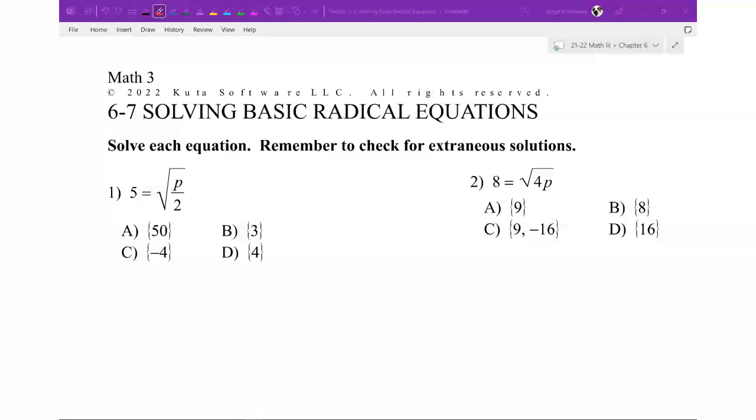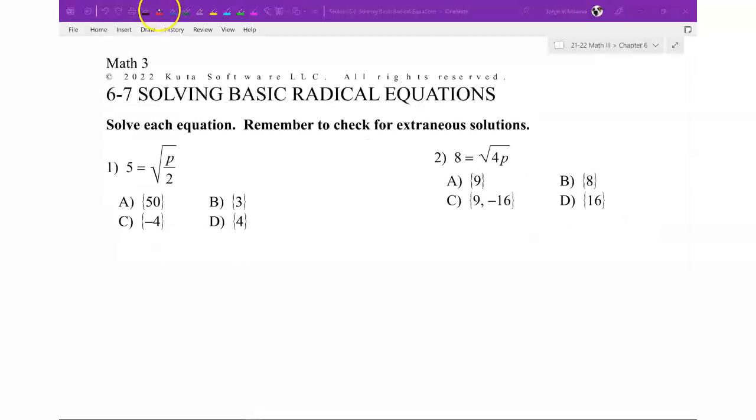All right, so section 6.7, solving basic radical equations. Okay, so the only thing you guys have to know in order to be able to do this lesson well is that you have to get rid of a square root. That's the main thing, getting rid of a square root. And we talked about that before I started recording. The way you want to get rid of square roots is by squaring both sides of an equation.